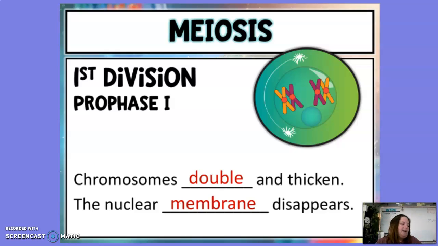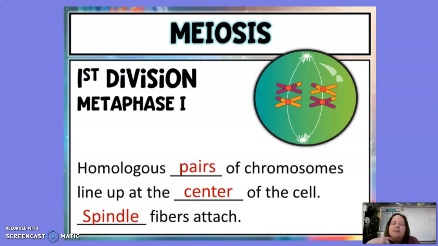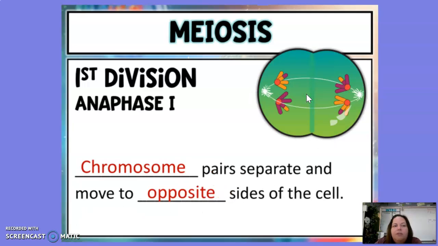All right, so we're starting at the top left side. Our first set of division, we're going to start with prophase 1, okay? P for prophase, PMAT, remember PMAT. Okay, so this is where our chromosomes double and thicken and the nuclear membrane disappears. Okay, M, metaphase, middle. Our homologous pairs of chromosomes line up at the center of the cell and those spindle fibers attach. Okay, you should be able to see an actual section in the middle of those chromosomes, letting you know that this is metaphase. Anaphase, apart, those chromosome pairs get separated and move to opposite sides of the cell.